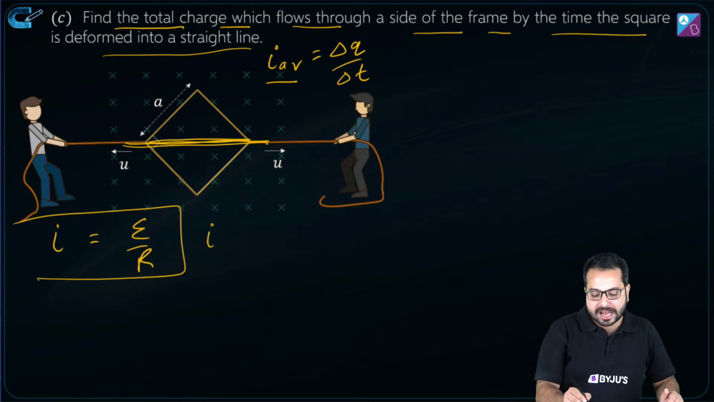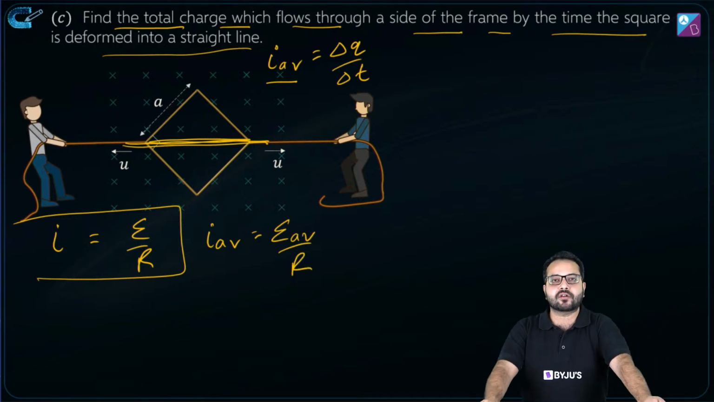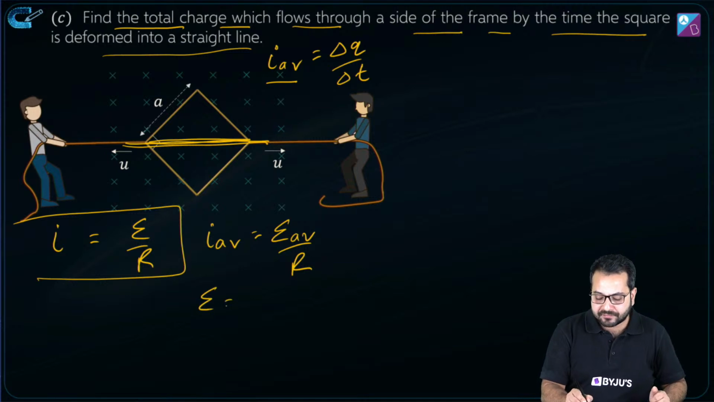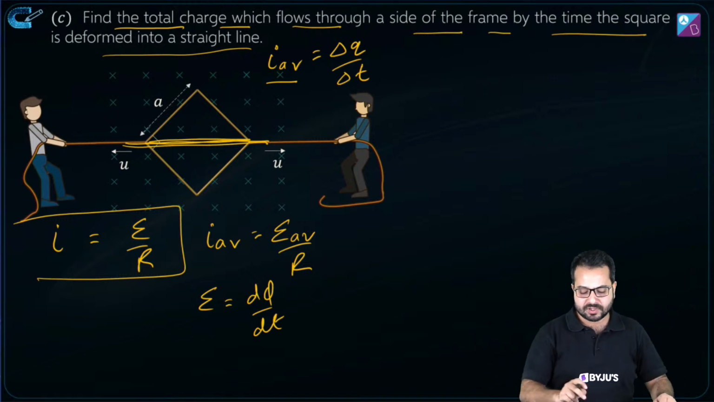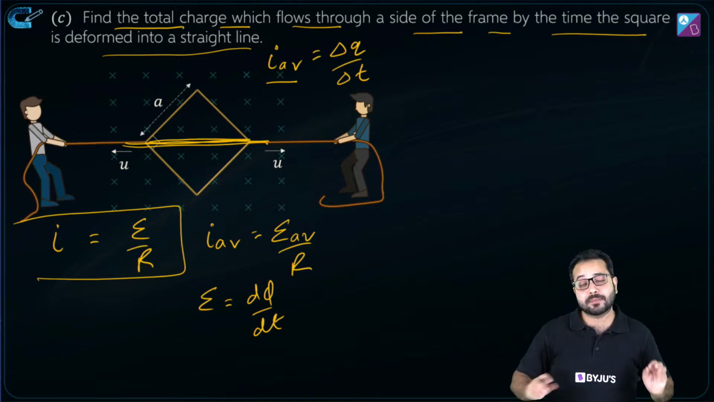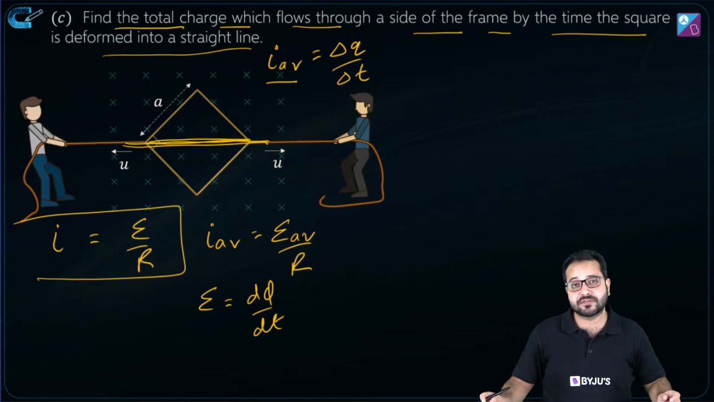Now if I want average current, can I write it as the average EMF divided by R? Is that right? So if I talk about average current, I can write it as the average EMF divided by R. Correct? Now what do we have here? We have EMF equal to d phi by dt. I'm just concerned with the magnitude, so I'm dropping the minus sign. The magnitude of EMF is d phi by dt.